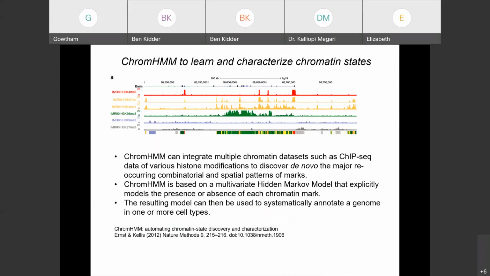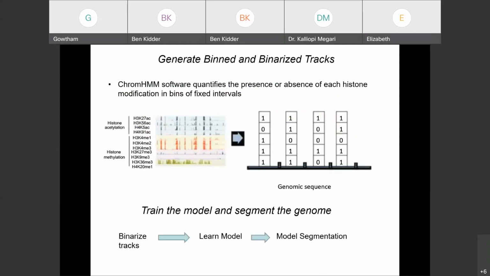So we wanted to understand the chromatin states of these cells. We used ChromHMM to learn and characterize the chromatin states. ChromHMM can integrate multiple types of data such as ChIP-seq; for example, we used histone modification data. It allows you to discover de novo the major combinations and spatial patterns of these different marks. It essentially allows us to annotate the genome across many different types of cells, in this case.